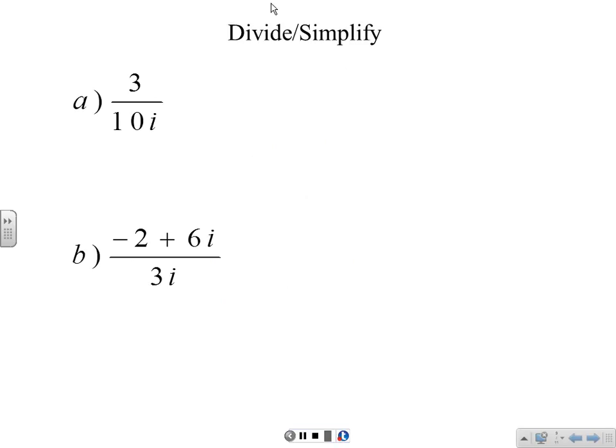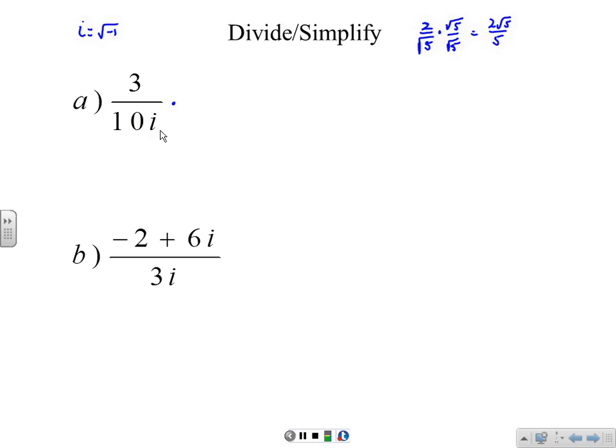Okay, so remember when we had something like 2 over the square root of 5, and we needed to get that radical out from under the denominator, so we multiplied the top and the bottom by the square root of 5. And so we have 2 square roots of 5 over 5. Well, when you see i, remember i is the same thing as a square root, so you cannot have an i in the denominator.